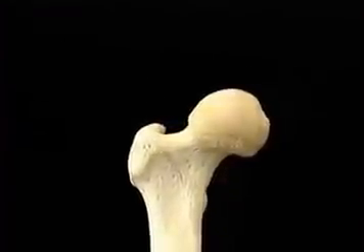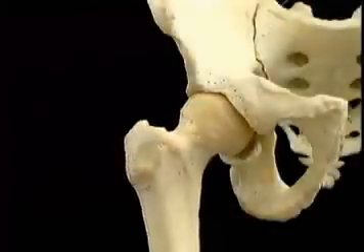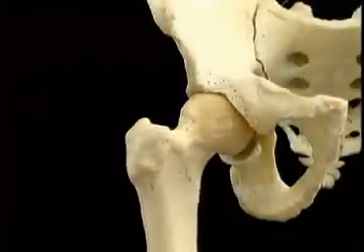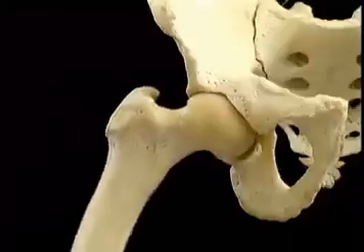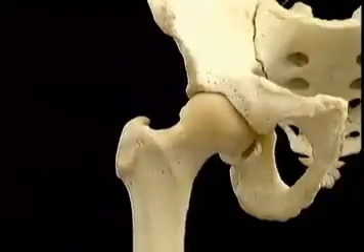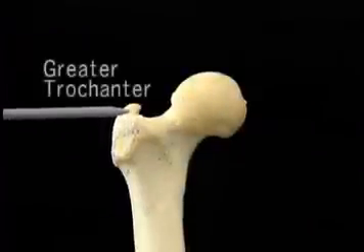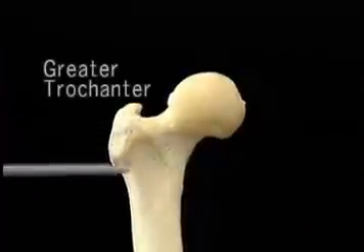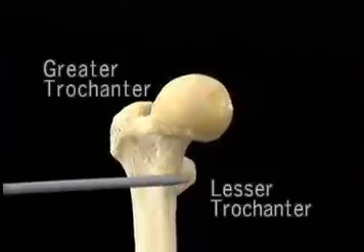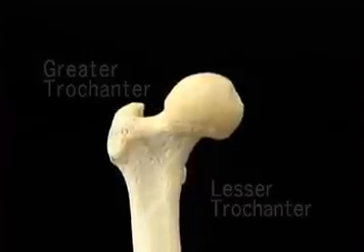Since the head is wide and the neck is narrow, the head of the femur can go a long way in this axis and in this axis before bone hits bone. This prominent lump is the greater trochanter, and this one is the lesser trochanter. The greater and lesser trochanters are important muscle insertions.